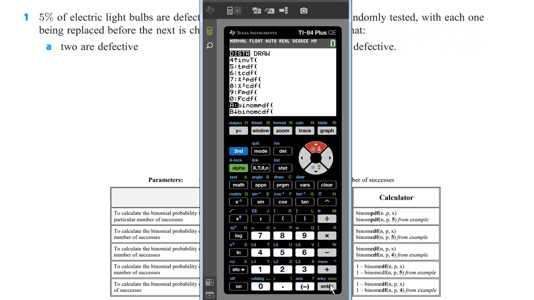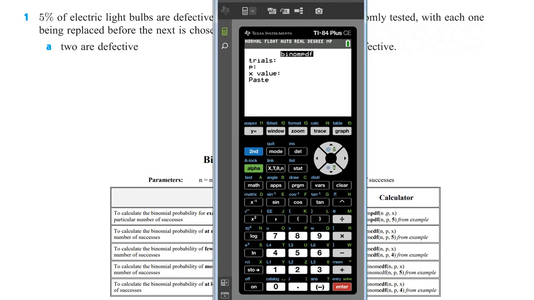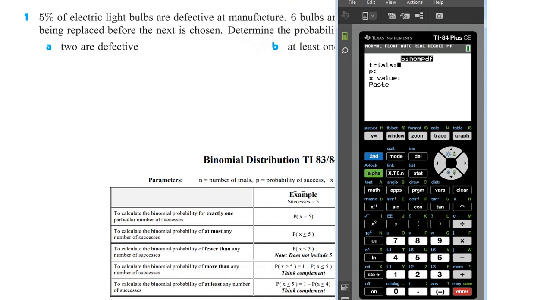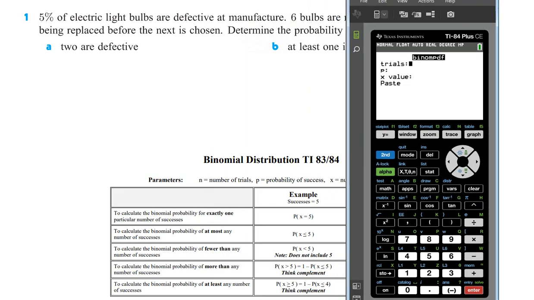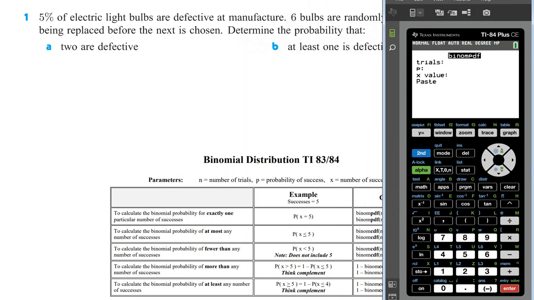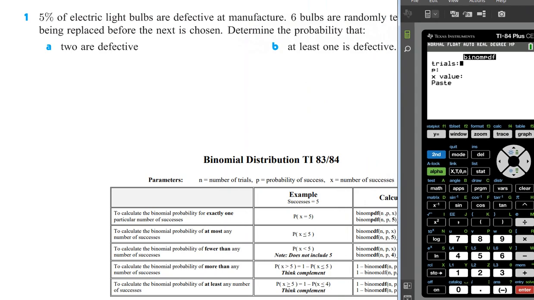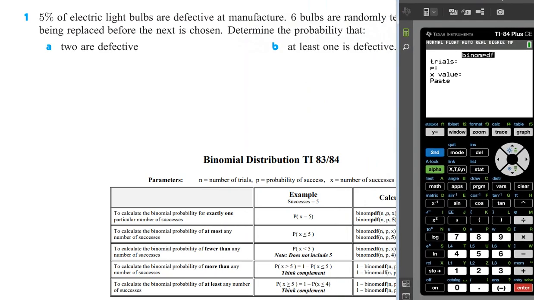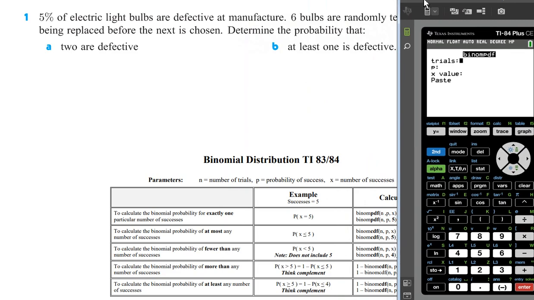Okay, so for this one here, we'll do binom PDF. Now, some of your calculators will actually have you say the number of trials, the P probability, and then the X value, which is explained here. Again, I just don't have enough room to put that all in there, but that's all right. We'll make it work. There. That's because we can see everything that we need to see on this one.